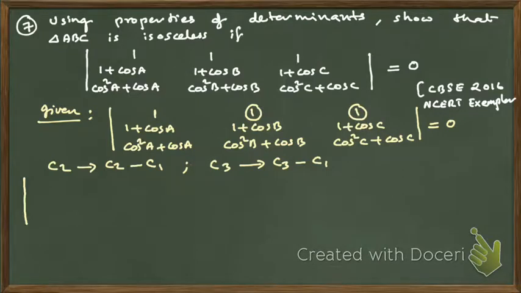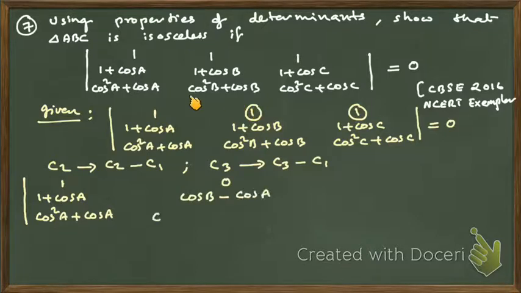I do that subtraction carefully. It's a big expression. So when I do that, C1 I will copy as it is. C1 has no change. Change is happening to C2 and C3. So how do I do that? 1 minus 1 is 0. When I do the next element, 1 minus 1 is 0. Cos B minus cos A. So that's all what I have.